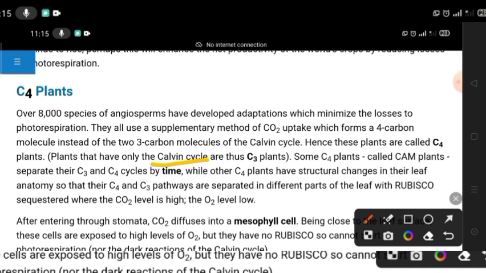Unlike the C3 plants, some C4 plants called CAM plants separate their C3 and C4 cycles by time, while the other plants have structural changes in their leaf anatomy so that their C4 and C3 pathways are separated in different parts of the leaf with RuBisCO sequestered. Where the carbon dioxide level is high, the oxygen level will be low.